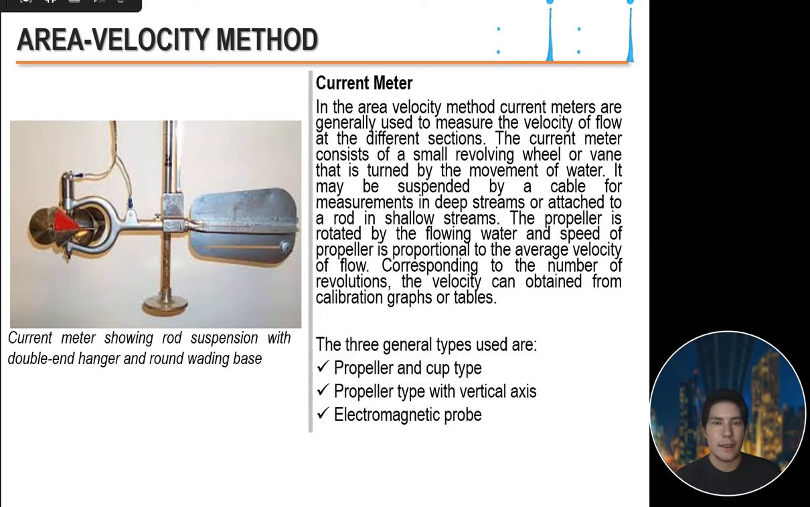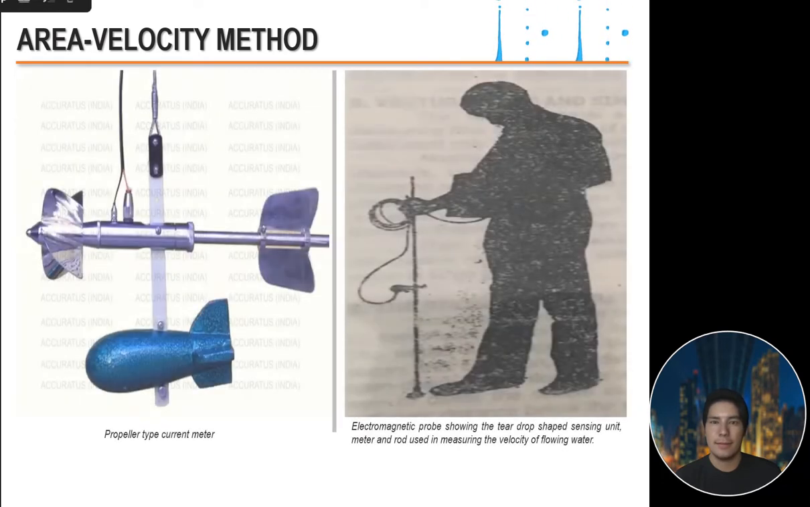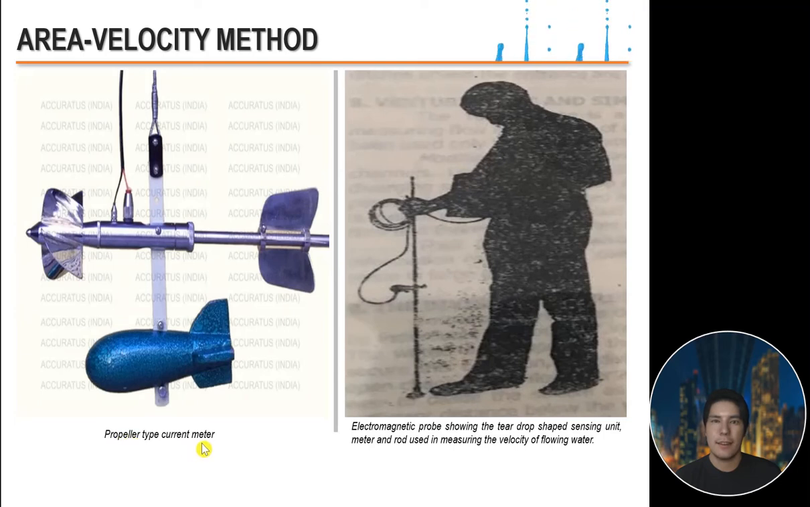So here, this is the propeller type current meter. And this is the electromagnetic probe, showing the teardrop-shaped sensing unit and a rod used in measuring the velocity of the flowing water.